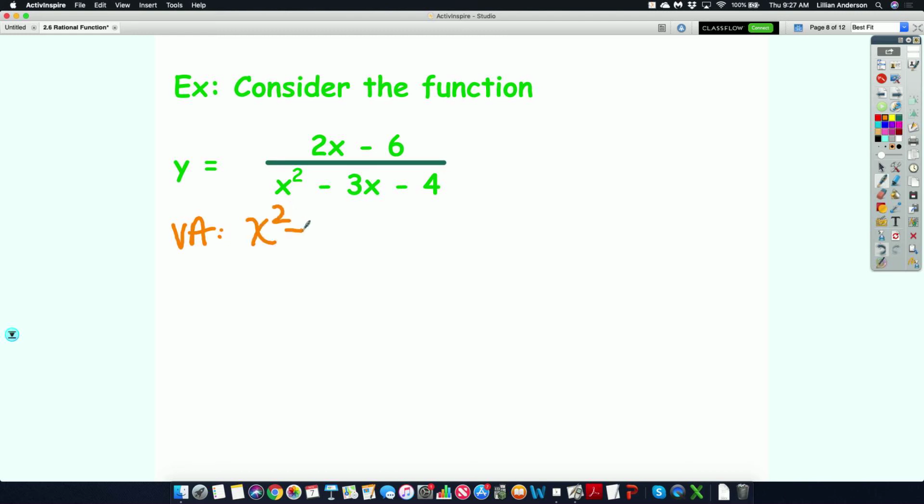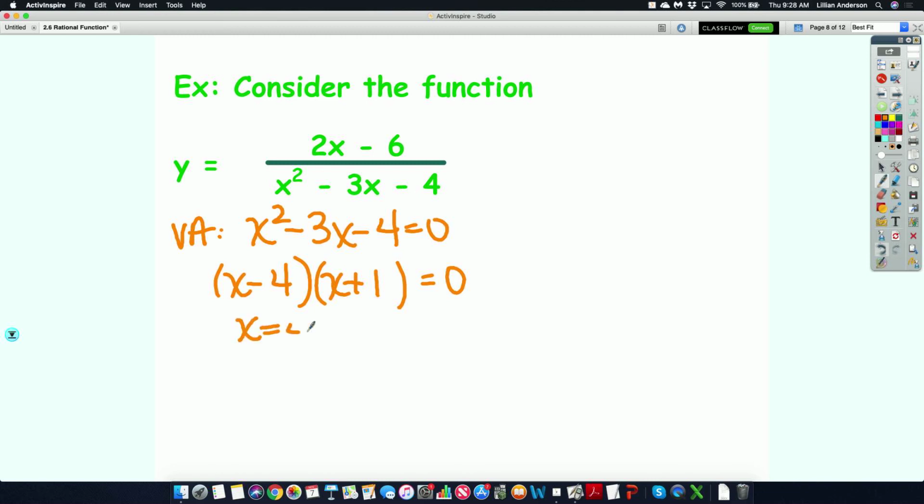Set the bottom equal to 0. Now this is nothing but a quadratic, so I'm going to have to do what to find those? Well, I have to factor to find those vertical asymptotes. What two numbers multiply to give me -4 that add together give me -3? So in this case, looks like I'm going to have two values that are going to make my function undefined, which means I'm going to have two vertical asymptotes when I graph this. Where are they going to be located? X equals 4 and x equals -1.